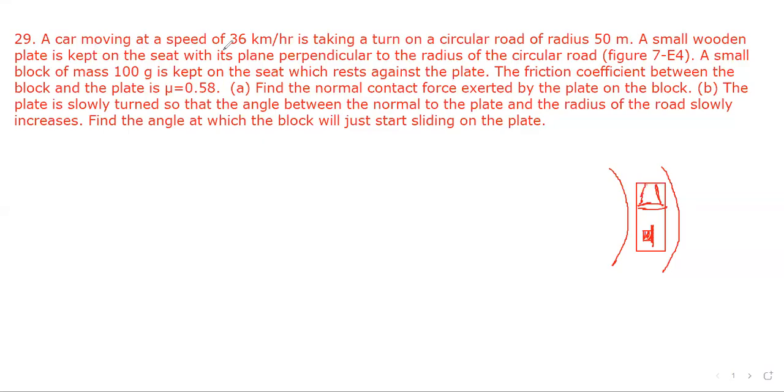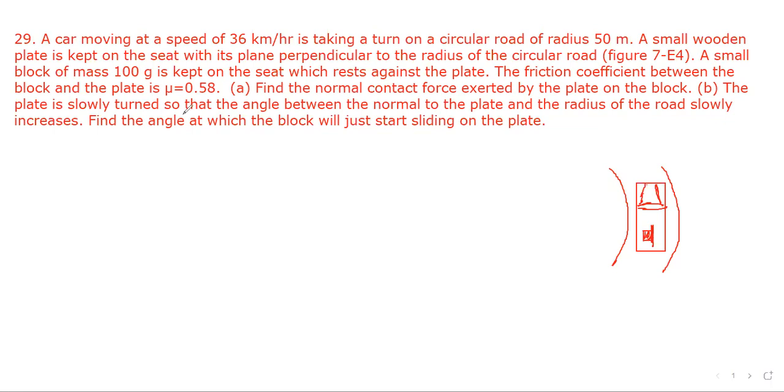A car moving at a speed of 36 km per hour is taking a turn on a circular road of radius 50 meters. A small wooden plate is kept on the seat with its plane perpendicular to the radius of the circular road. A small block of mass 100 grams is kept on the seat, which rests against the plate. The friction coefficient between the block and the plate is mu equal to 0.58. Find the normal contact force exerted by the plate on the block.